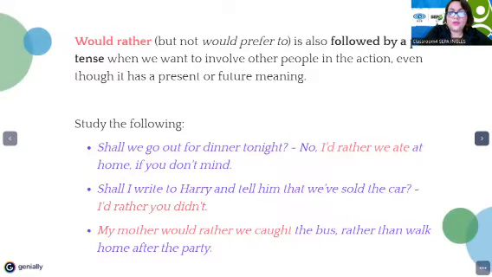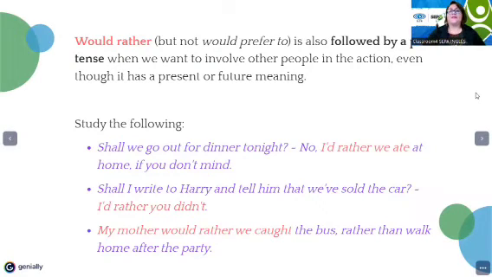"Would rather" but not "would prefer to" is also followed by a past tense when we want to involve other people in the action, even though it has a present or future meaning.